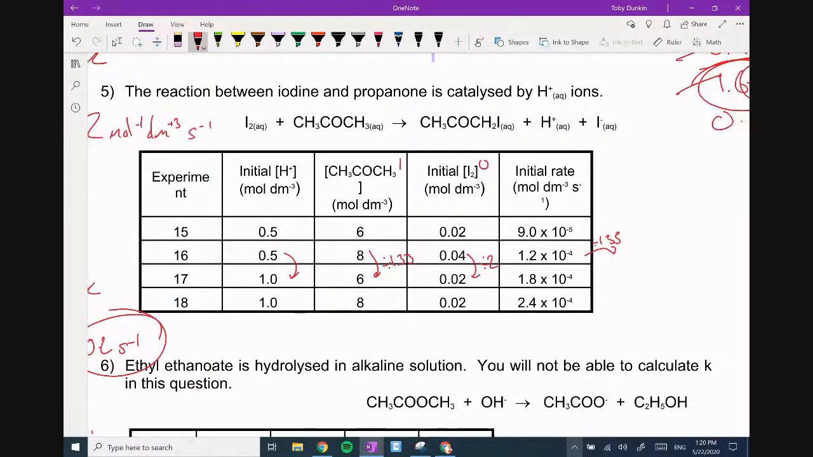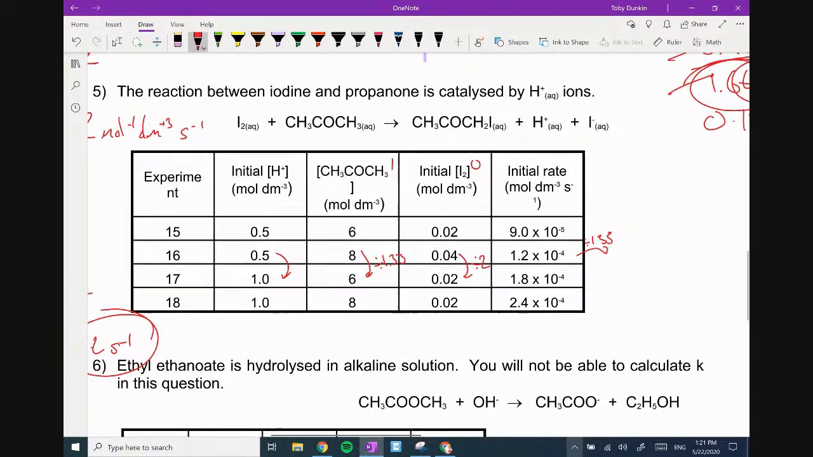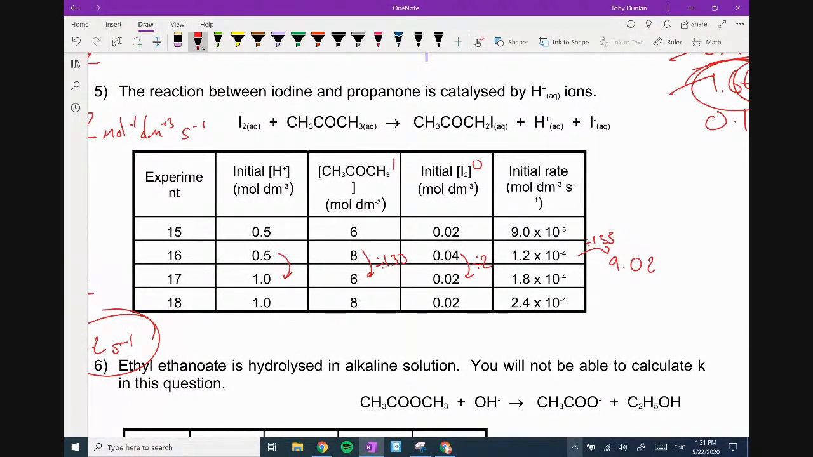So 1.2 exponential minus 4 divided by 1.33 gets me 9.02 times 10 to the minus 5. Then it's going to go from there to there because this one's 0 order. It doesn't matter. That there, of course, is times by 2. And I'm pretty sure times 2 gets me the answer I'm looking for. So it's first order.